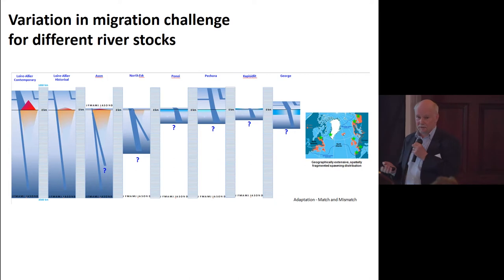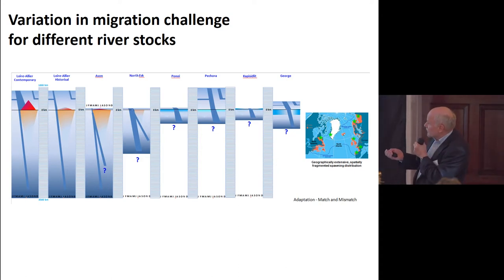If you scale the migration challenges that different populations have, here's just a few examples. Here's the Allier. This is the freshwater migration. That's the marine migration. We know that the Allier fish actually go all the way to Spitsbergen before they head off to West Greenland, so they go even further north. They do that in a matter of 4 months. They leave the river in April, and by the time September rolls around, there are fish already up in Spitsbergen. So that's the scale that you have there.